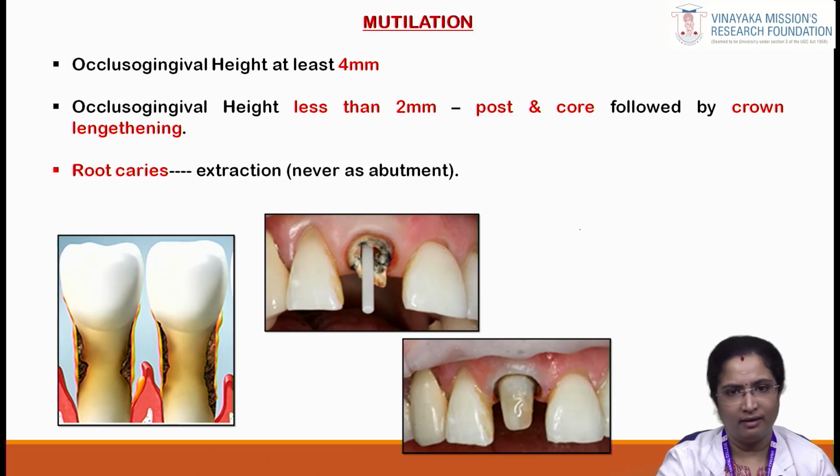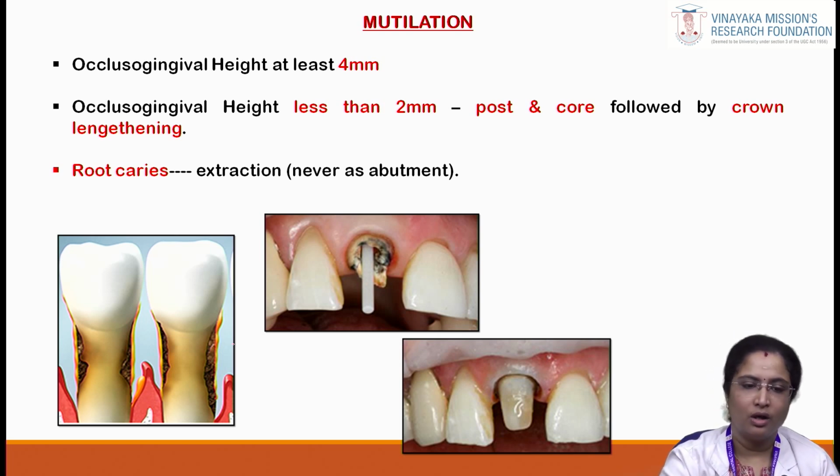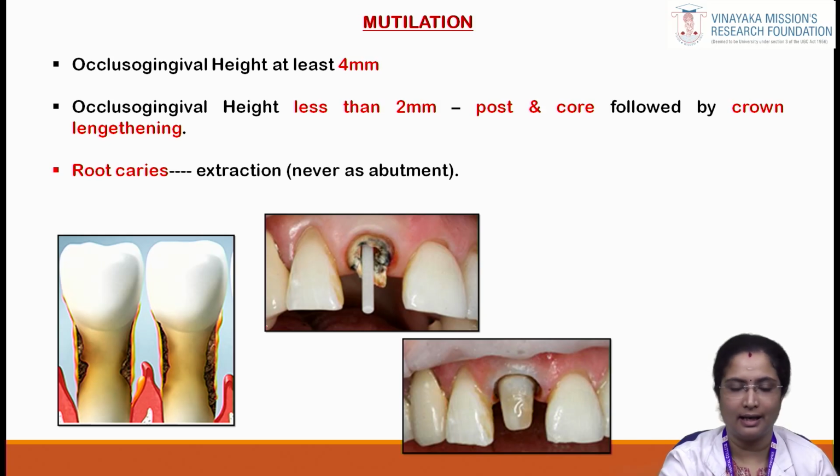Next, another factor to be considered is mutilation. Mutilation can be caries affecting the tooth, or erosion of the tooth, or cervical abrasion, whatever it is. Anything damaging the tooth structure can be considered a mutilating factor. So the occlusogingival height, as mentioned, should be 4 mm. Anything less than 4 mm cannot be taken as an abutment tooth. Either we have to go for post and core treatment, or we have to go for crown lengthening, to consider it as an ideal abutment.